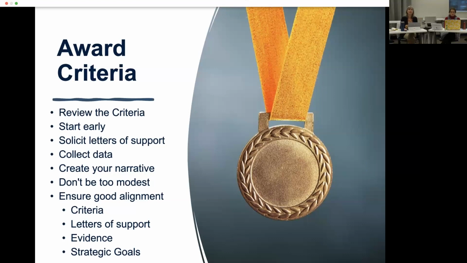Solicit your letters of support and really be intentional about this. What are you looking for in each of those letters? Who's going to be able to give you that support? Collect your data, your SEI and any other data that you may have collected informally from your students, and evidence. Create your narrative. You are going to want to tell a story in your nomination package, and that can be really important to tie all the pieces together. Don't be too modest. People are too modest. Maybe that's why it's good to have someone you trust helping you toot your own horn, because some people are doing amazing things and they're just modest in their writing. And ensure really good alignment: the criteria, your letters of support, evidence, strategic goals, everything is aligning and supporting the narrative you're going to have about your teaching excellence.